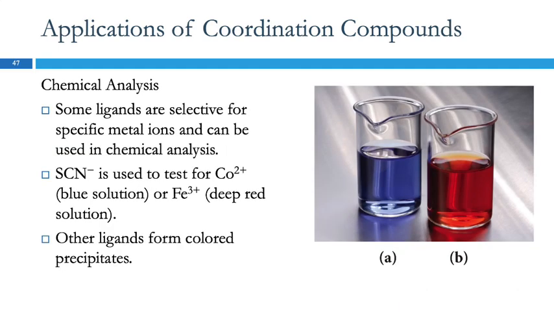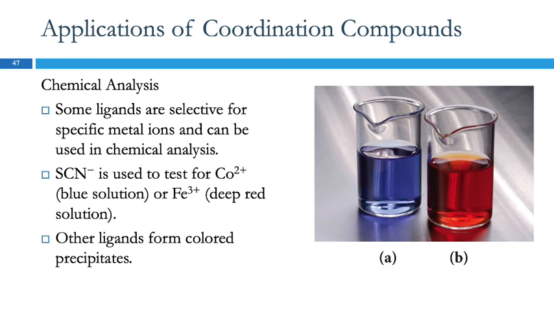Chemical analysis. This is what we did in our lab practical. Some ligands are selective for specific metal ions and can be used to analyze them. So SCN- is used to test for cobalt-2 or for Fe3+. It makes a blue solution with cobalt and a red solution with iron.